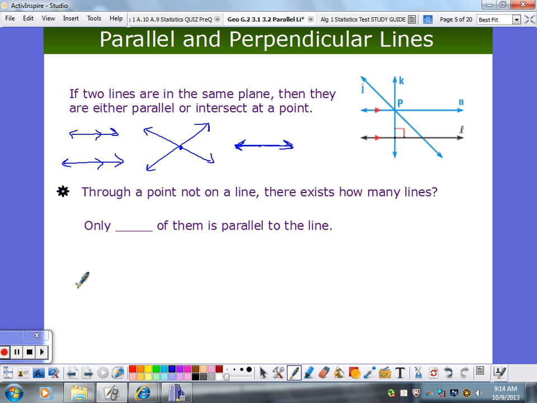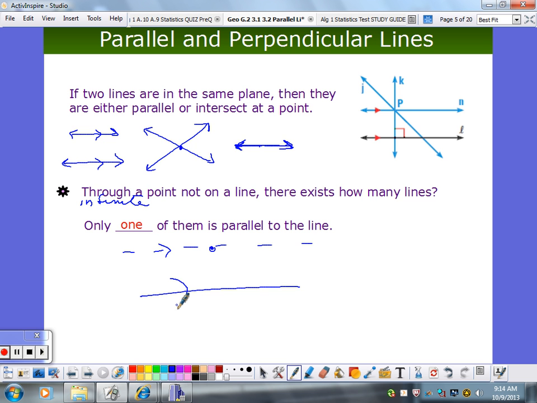So let's see if we can come up with the rule. For a point not on a line, how many lines can there be? Here's a line, here's a point. How many lines can I draw through that point? I can draw an infinite number, right? How many of them are going to be parallel to this line? One. Exactly. Even though there's an infinite number of lines you can create, only one of them will be parallel.